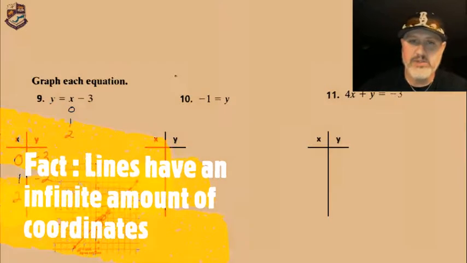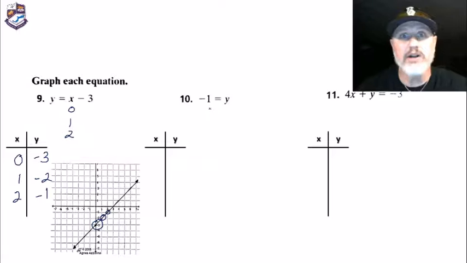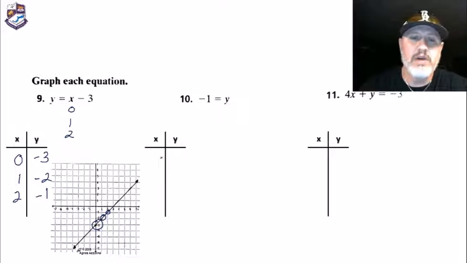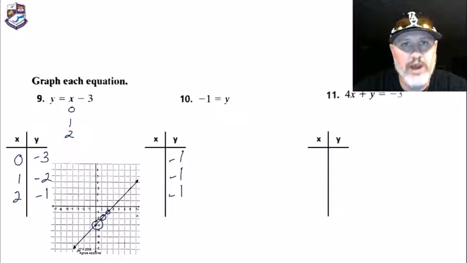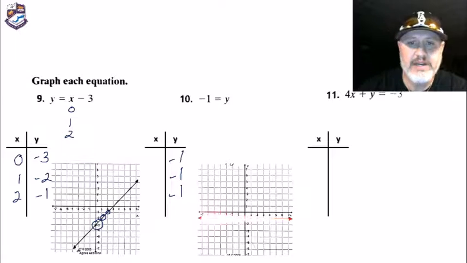Okay, next one. This was a tricky one. Y equals -1. Where's the x? Nobody knows. But what we're going to say for a fact is we know that y is always -1. And there's only one place where y is always -1. It is right here. It is a horizontal line.